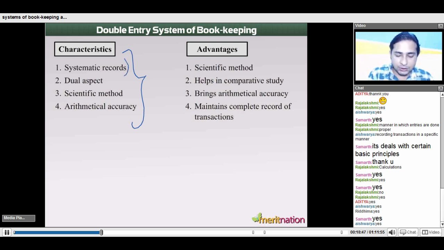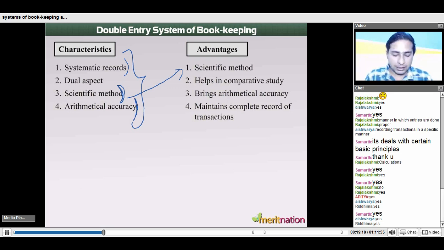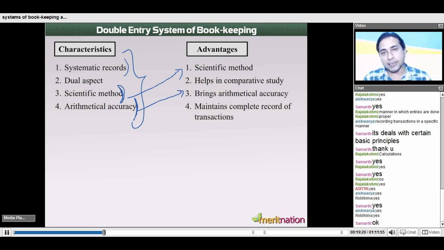The systematic records itself says, okay, fine, let me start from here. Let it be the third point. The scientific method, again, this is an advantage. Why? Since everybody who follows the double entry system will follow the same principles, the same rules, the same conventions or concepts. So the scientific method is a characteristic as well as an advantage. Again, you can see here the characteristic of arithmetical accuracy. It again brings arithmetical accuracy as an advantage.